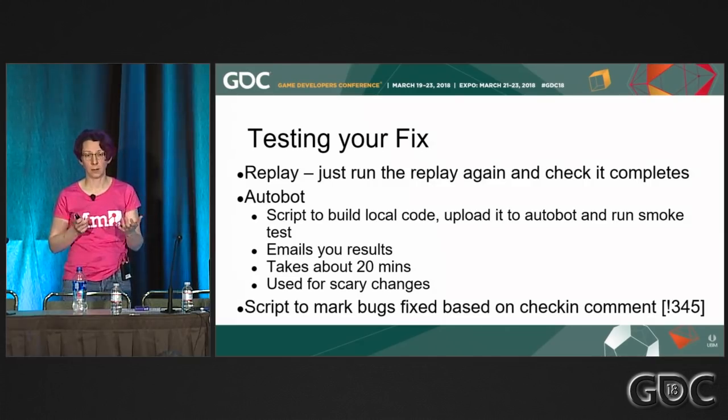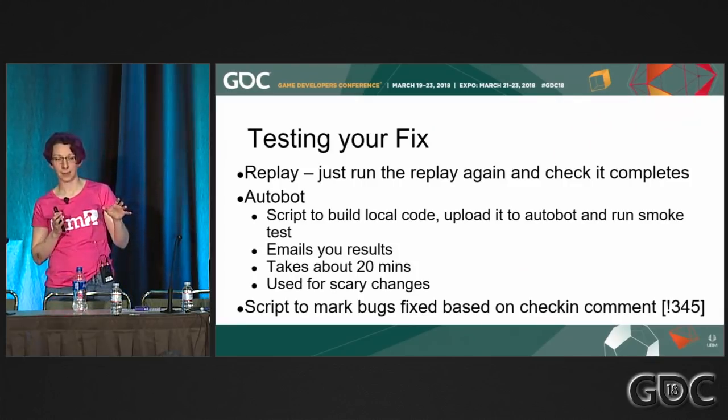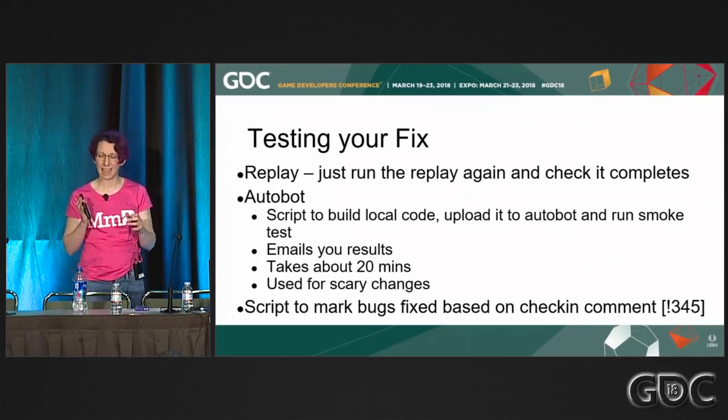So if you've made a fix that touches lots of bits of code, or we all have bits of code in our code base where you know that if you go into that and change one fix, you will break 3 other things. So if you've been in one of those tangly bits of code, you can kick off an Autobot run before you check in and just check that you're not going to break everything.